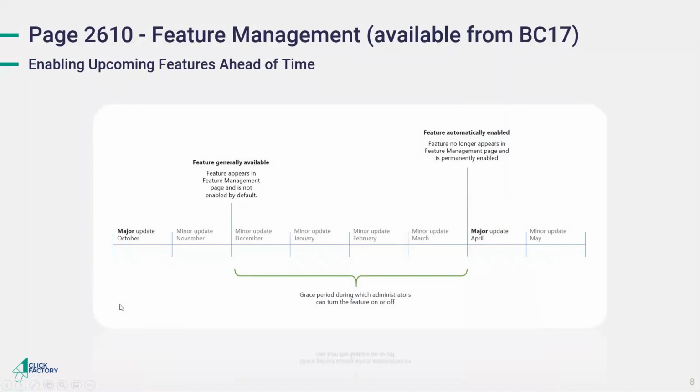Next, feature management, which is separate functionality from the preprocessor functionality. A feature becomes available after a few minor releases, not in a major release. You can enable it on the feature management page. And of course, Microsoft gives a timeline for when the feature will be automatically enabled, so you can do it ahead of time.